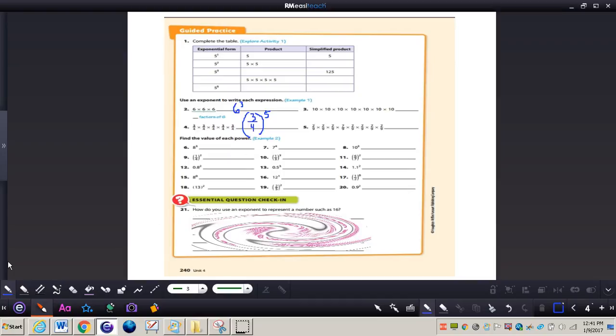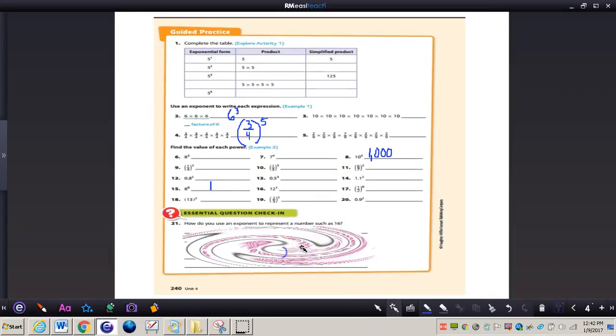Now I want you to work on number 8, and you can work on that now. And you can see the answer for number 8 is 1,000. Now the final one I would like you to do is number 15, and you can work on that now. Now you can see the answer for 15 is 1. Remember the rule, the value of any non-zero number raised to the power of 0 is always going to be 1.